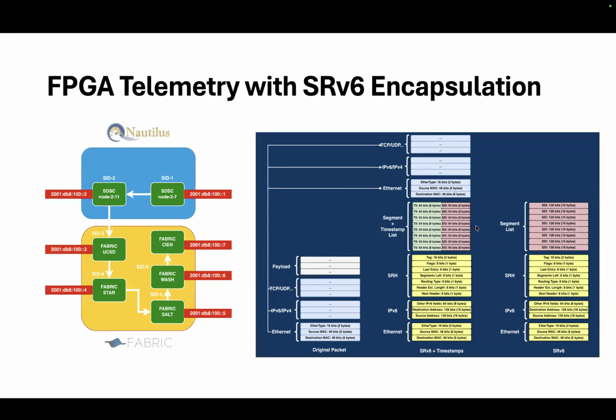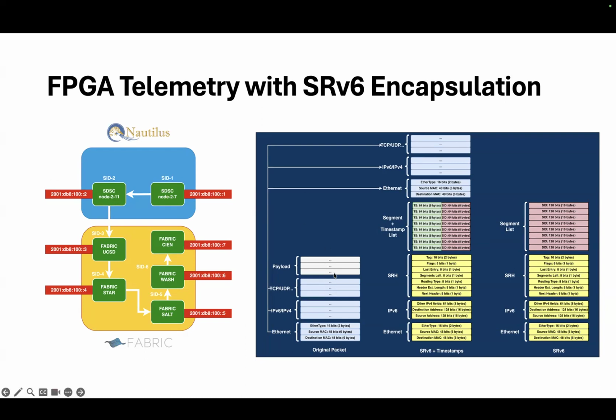Another example of what we did with that more recently is that we also started an experiment that goes from NRP and FABRIC through the sites that have FPGAs, to do a similar experiment with encapsulation. So whatever packet comes in, we're encapsulating that in segment routing. The original packet you can see here. So this is our packet.